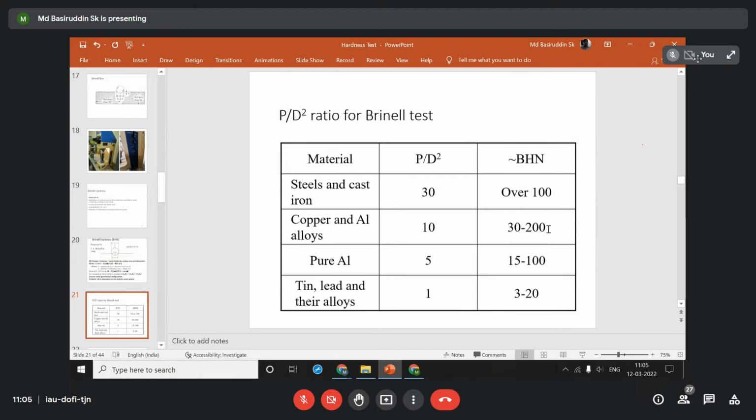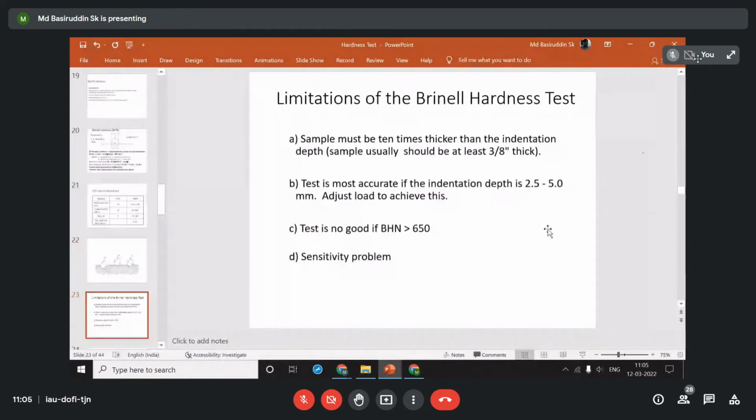That is the limitation of this testing process: to quantify which material is hard and which is soft, we need to go for another testing process, called the Vickers hardness test. In the limitations slide, you will find these points. Here I have listed the limitations of the Brinell test, and you can also mention the points that I have said right now.